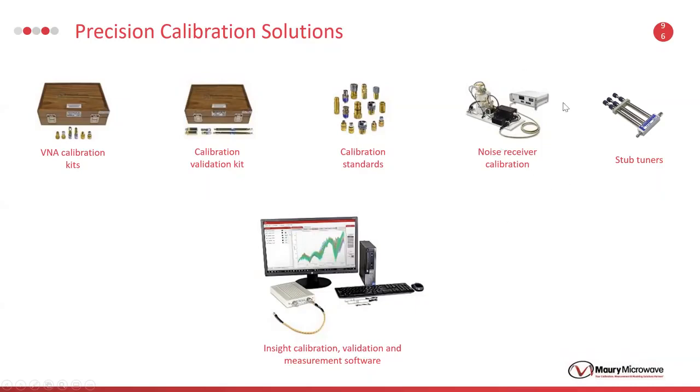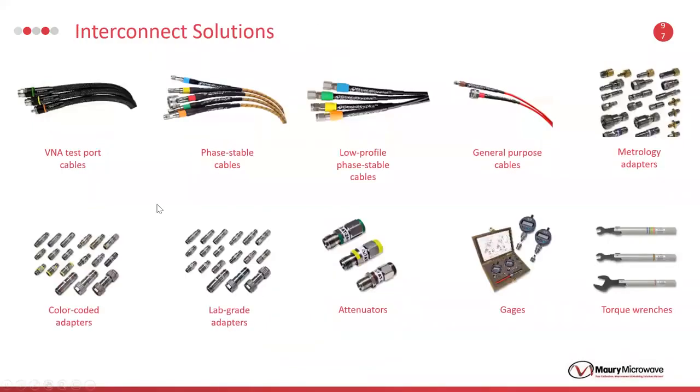There are some noise receivers at cryogenic level, so we have solutions like that. Stub tuners, this takes me back like 20 years when I used to tune my antennas with these three stubs. And also this software called Insight. This is a software that helps you calculate the uncertainties of your measurements, taking into account different phenomena like the noise of the VNA, the drift of the VNA, the repeatability of the connection of the cables, the bending of the cables, and so on. So you can characterize your setup and be able to trace the uncertainties of your measurements.